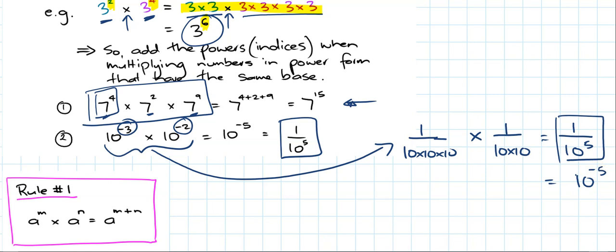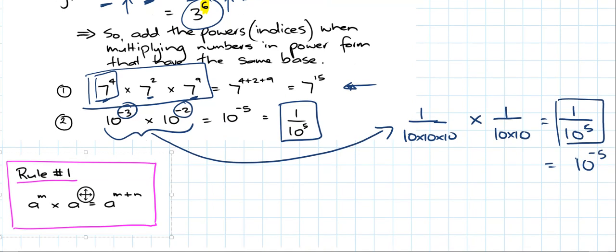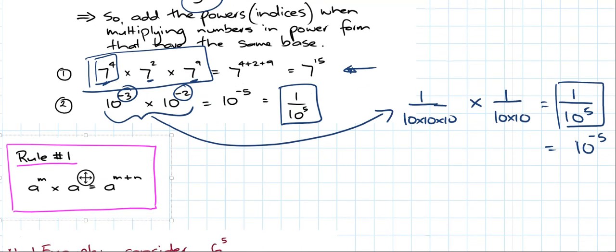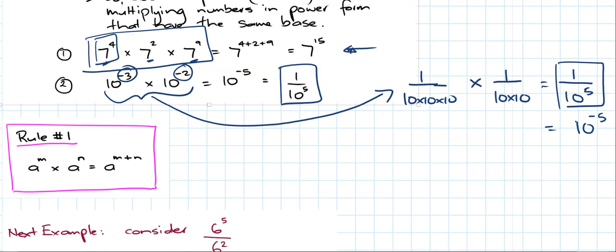So the rule applies when you've got negative indices as well, as long as the base is the same. So that's rule number 1, which is written here.